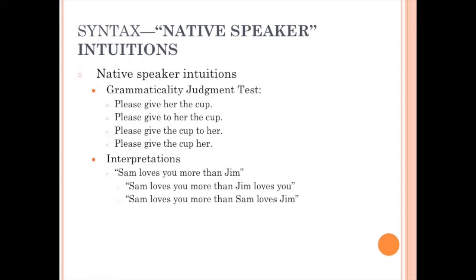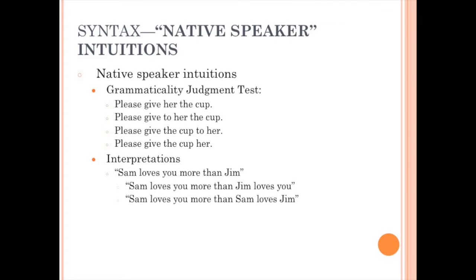Here is a grammaticality judgment test for you. Listen to these sentences, one at a time, and tell me whether you think they are grammatical, ungrammatical, or you are unsure. Please give her the cup. Please give to her the cup. Please give the cup to her. And please give the cup her. You may have found some of those easier to make a decision about than others. So that's an example of a grammaticality judgment test, or one item in a grammaticality judgment test. And that is one of the ways in which linguists studying syntax can tap into native speaker intuitions.